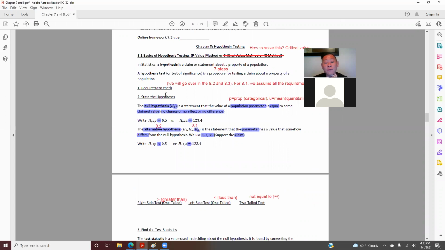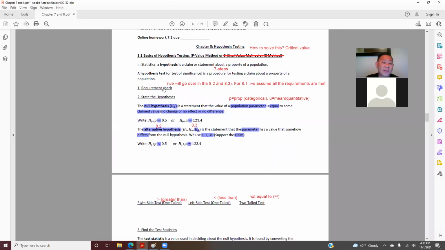So as you know, we are doing what we call hypothesis testing in chapter 8.1, which is a 7 step procedure. And I taught you the first step, which is the requirement check. We will skip it in this section, because we will do the requirement check when we go through 8.2 and 8.3. So for 8.1, we just assume all the requirements are met, which means we can skip it.